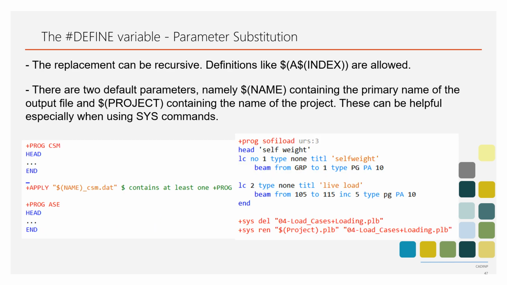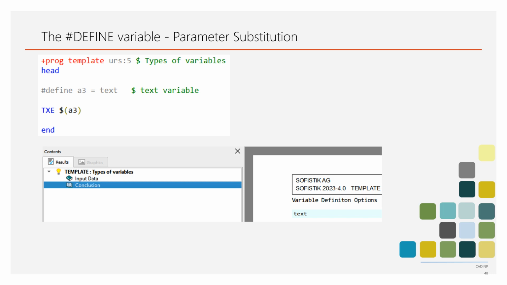There are default parameters, namely $ and name in brackets, containing the primary name of the output file, and $ project in brackets, containing the name of the project. These can be helpful, especially when using the apply or the sys commands, as we will see later on in this video. The different behavior of the text block can also be realized from the way the output of this variable A3 must be requested.